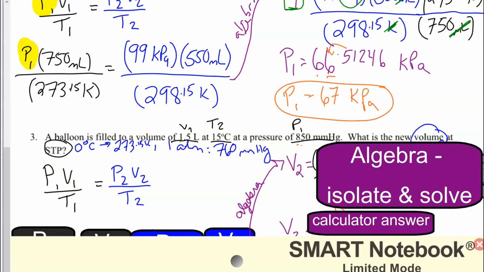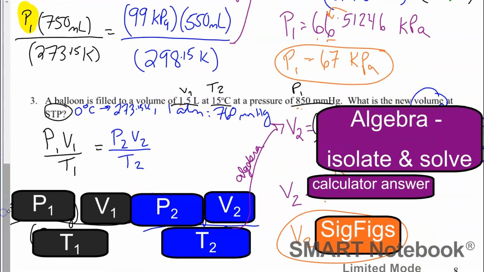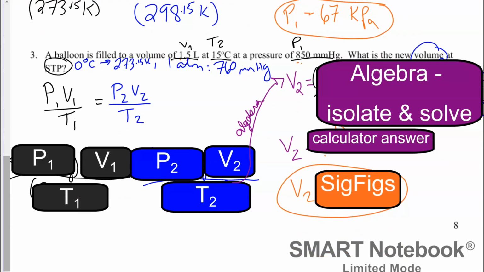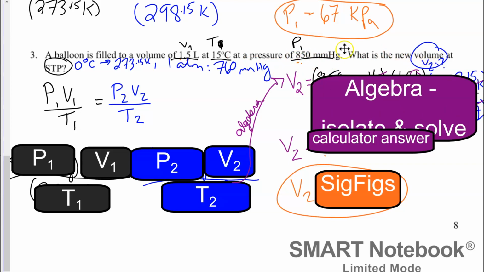Okay, and we've got one more problem on this page. Let me extend the page a little bit so we can get it in the middle of the frame here. A balloon is filled to a volume, that's V1, of 1.5 liters at 15 degrees Celsius. That's T2. Or, that should be T1. My bad. Let's fix that right now. Make that T1. At a pressure of 850 millimeters of mercury, what is the new volume V2 at STP?